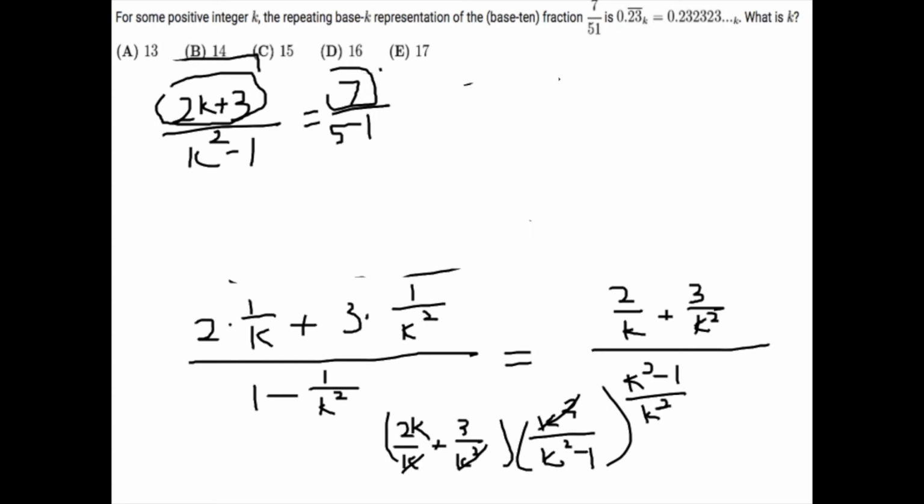If we plug in 16 for k, we have 35 over 16 squared, which is 256, minus 1 is 255. And if we simplify this by dividing 5 on the numerator and the denominator, we have 7 over 51, which is what we want, so the answer here is 16.